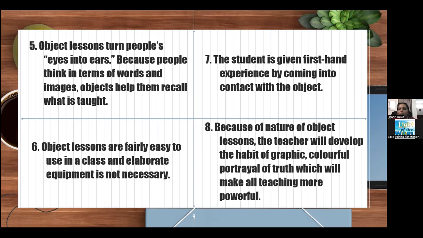And we need not find something complex to use an object lesson. A pen, a paper, a book, fairly easy to use in a class, and elaborate equipment is not required at all.